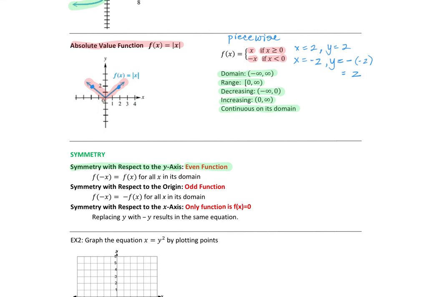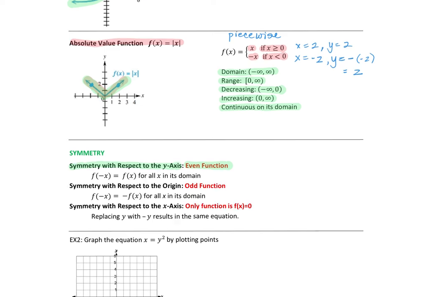Because if you notice that the graph on the right-hand side, if you flip it over the y-axis, you get the exact same graph on the left-hand side. Imagine folding a paper along the y-axis. The graph has to match up on both sides. So that's an example of an even function, symmetry with respect to the y-axis.